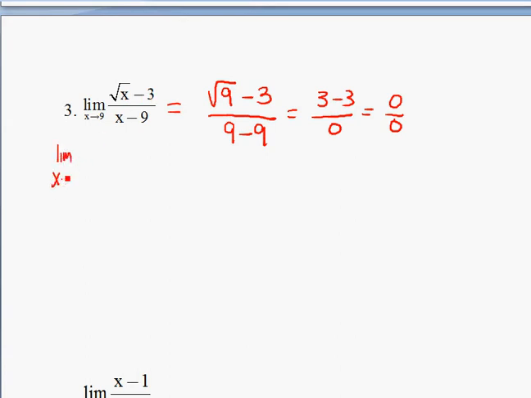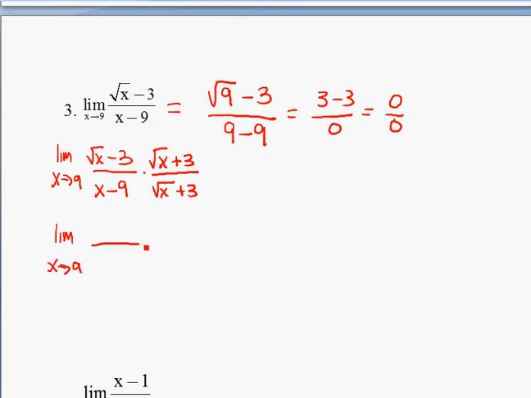So the limit as x approaches 9 of the square root of x minus 3 over x minus 9. I'm going to multiply by the square root of x plus 3. And I need to use a property of 1, so I need another square root of x plus 3 in the denominator. I could multiply these denominators, but I don't want to. It just makes it a messier problem, so let's just rewrite the denominator as is. And we'll deal with the numerator in 2 seconds, as soon as I'm done writing this down.